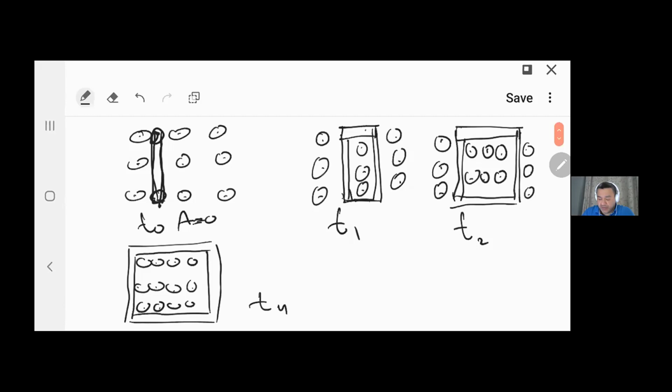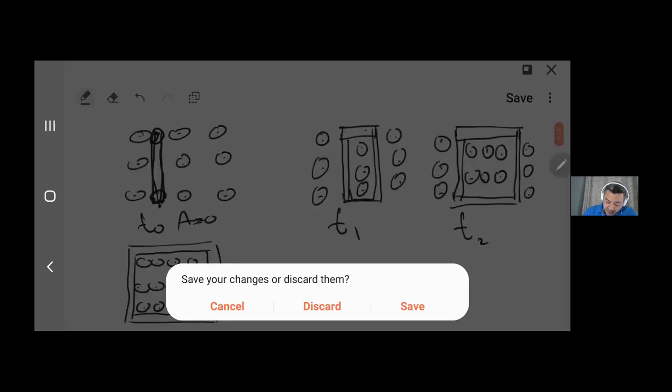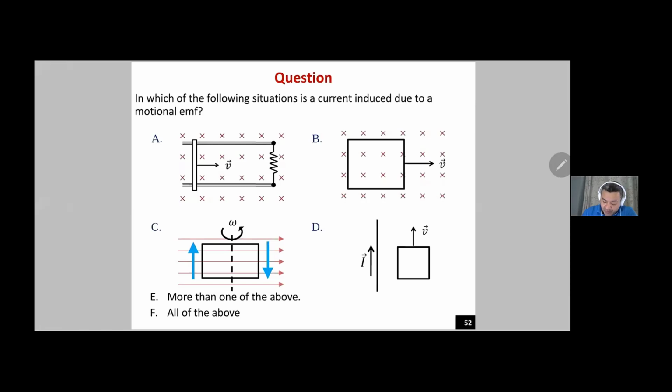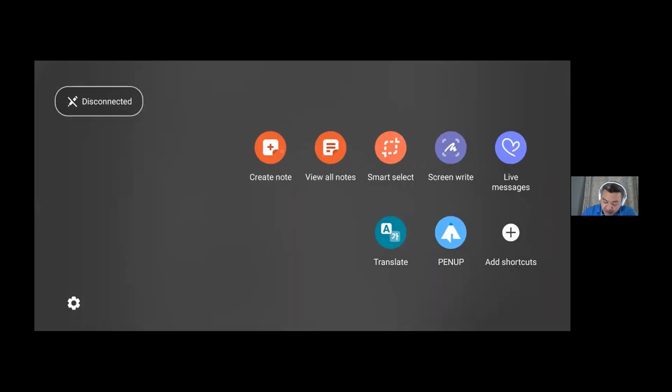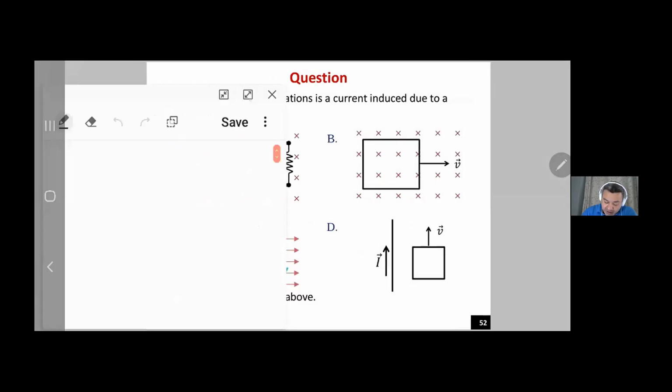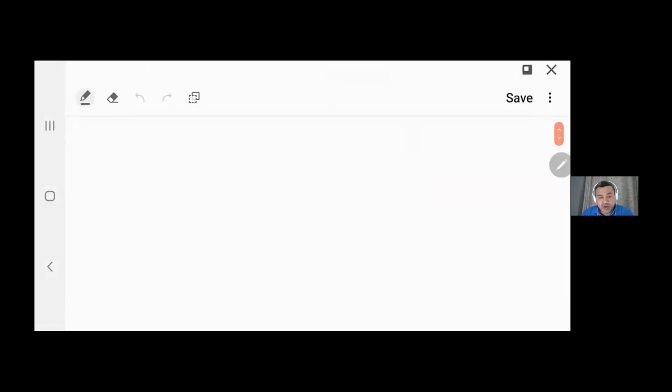It depends. If the magnetic field is uniform, which means the magnetic field is the same everywhere, then you're not going to see a change. However, I was going to come to this case in case number D.